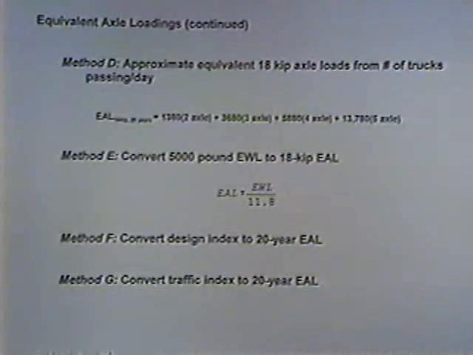You can, in method F, convert a design index to a 20-year equivalent axle load. There are tables in your reference manual, table 1613 on page 16 in your manual, that you can use to do that. Or you can convert a traffic index to a 20-year equivalent axle load. This last method is what's used in California, where they compute something called a traffic index, and then they can use an equation to convert that traffic index to an equivalent axle load.